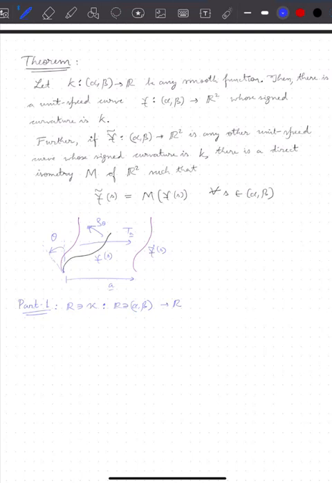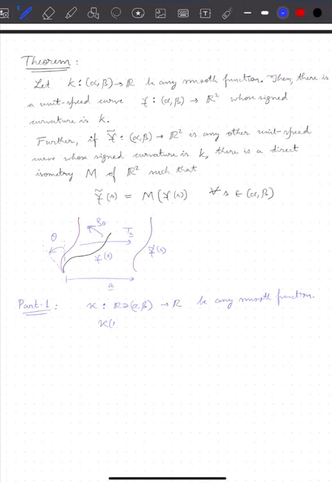I'm using this notation which is being used a lot by Antman in the pioneering book on nonlinear elasticity called Nonlinear Problems of Elasticity, right? So he uses such a notation. Of course, we don't require it here. So if it is any smooth function, then it says that there is a unit speed curve gamma from alpha beta to R2 whose signed curvature is kappa, which is the smooth one.